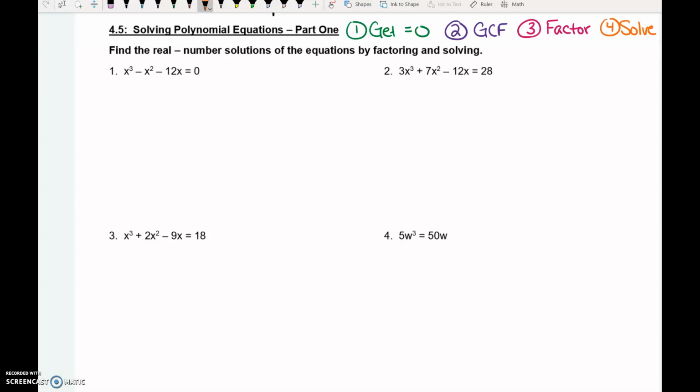In this first example, we already have equals 0, so that first step is done. Our second step is greatest common factor. Do these three terms have anything in common? X. That would leave us with x squared minus x minus 12.